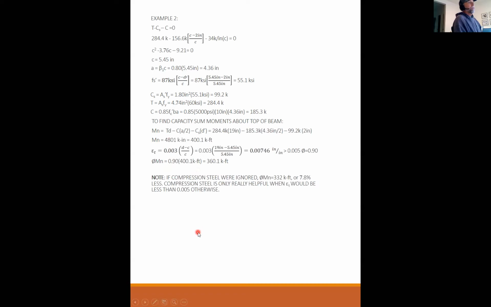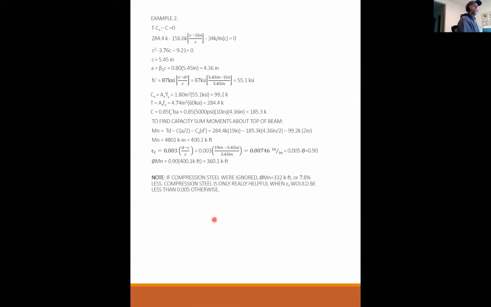So in this example, if I had ignored the compression steel, phi Mn would have been 332 kip feet, or only 7.8% less. So putting those number sevens up there, which is money, steel is money, only bought me 8% more capacity. Compression steel is only really helpful when epsilon sub t would have been less than 0.005 otherwise.